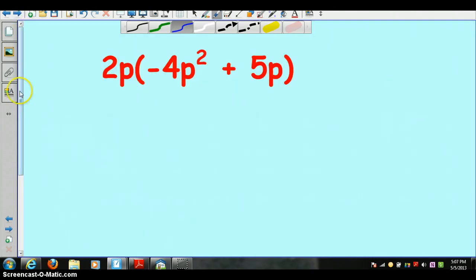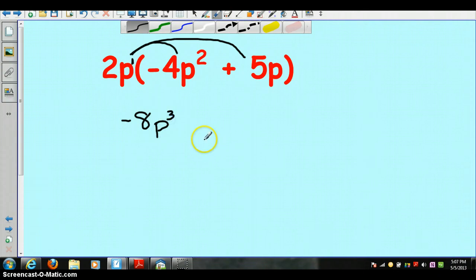Let's try another one. For this one, we have negative 2p on the outside times the quantity negative 4p squared plus 5p. So we're going to distribute. We have a negative 2 times negative 4, which is going to be a positive 8. And p to the first power times p to the second, we add the exponents, so it's going to be p to the third.